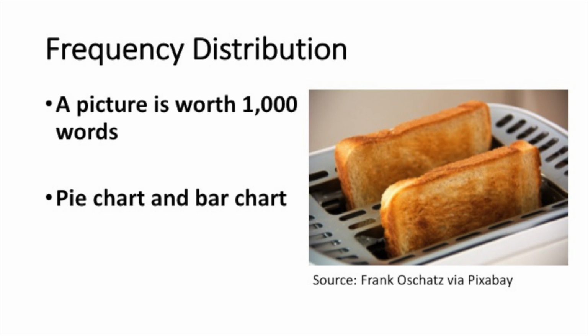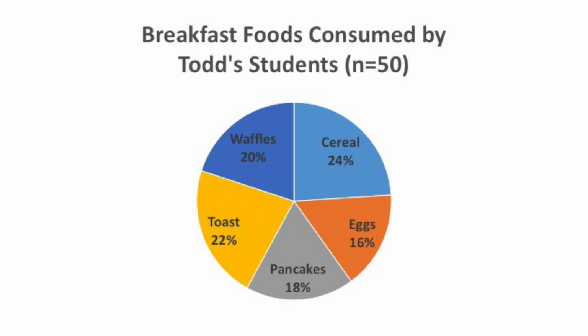Now, we've summarized the data using words and numbers, but you may have heard the old expression, a picture is worth 1,000 words. The two most common types of pictures used to display categorical variables are pie charts and bar charts. Here's a pie chart that shows the percentages of students for the 5 categories of breakfast foods. The entire circle represents 100% of the observations, that is, all 50 students, and each slice of the pie has a category of food with its size representing the percentage of students that fall in the category.